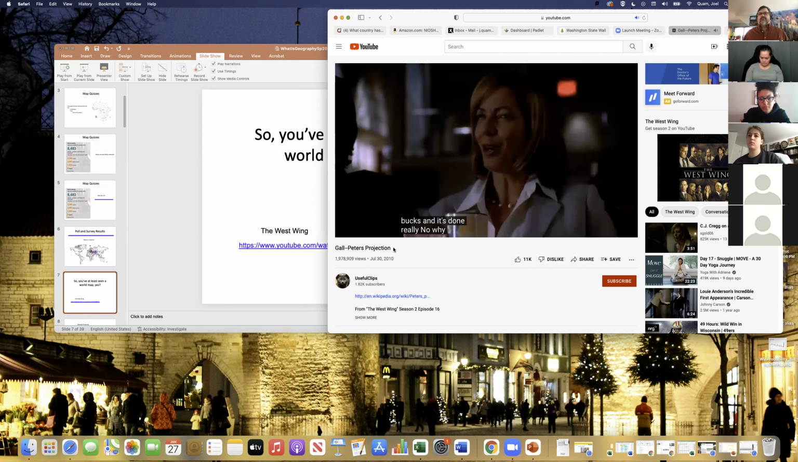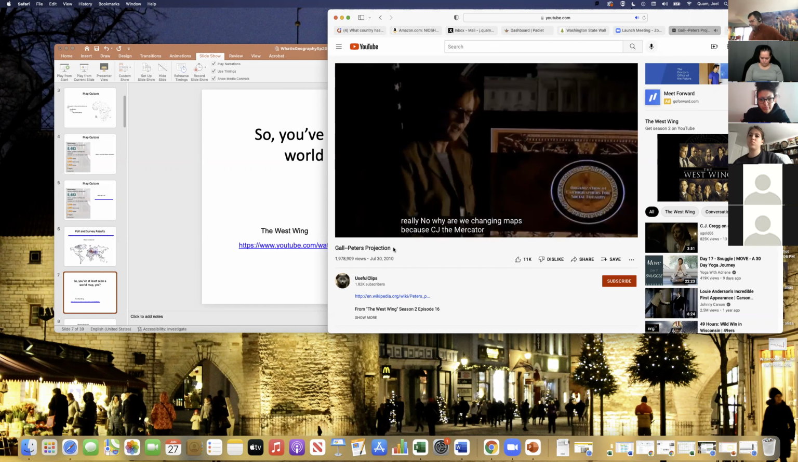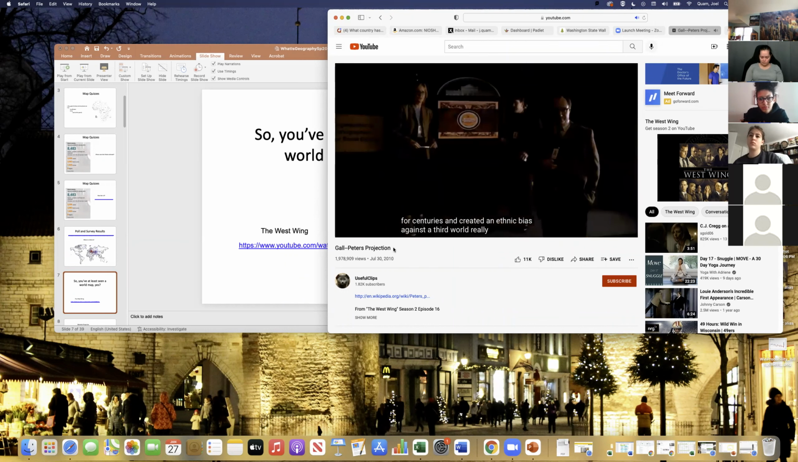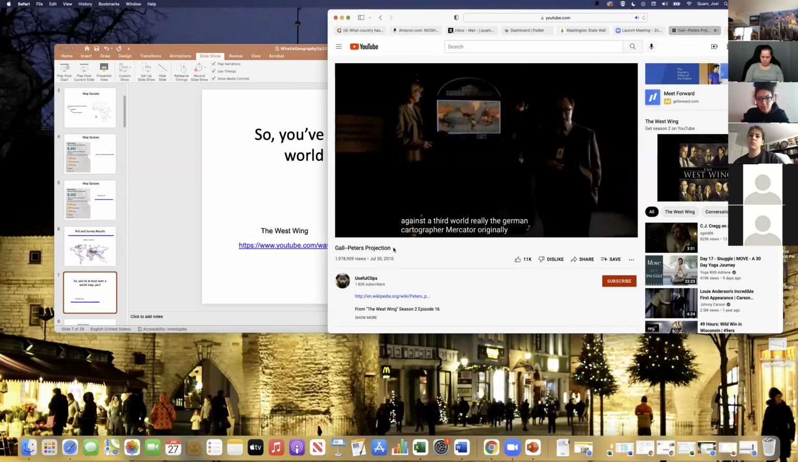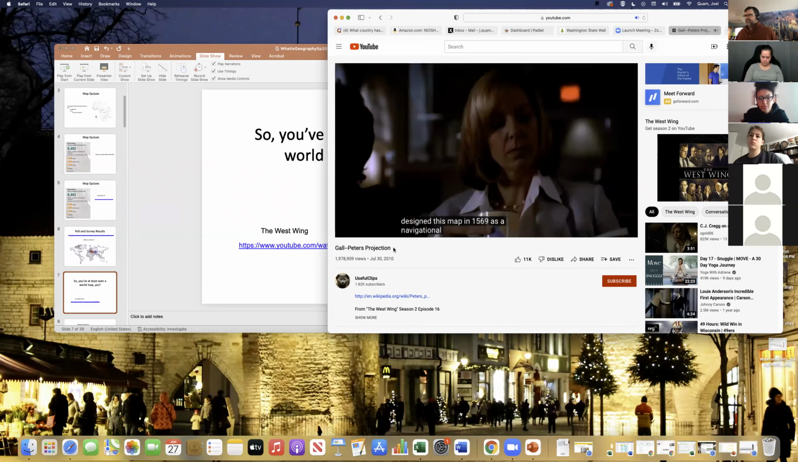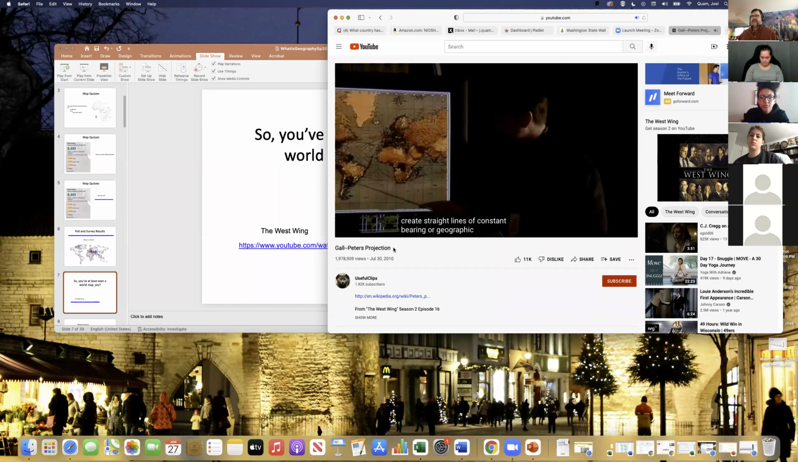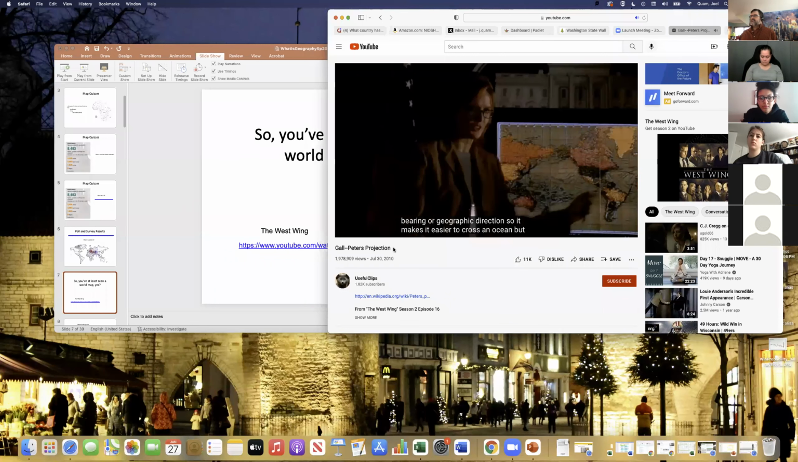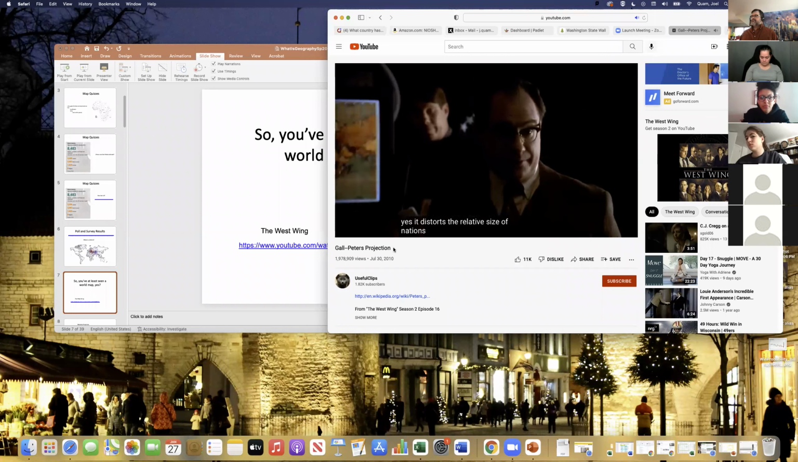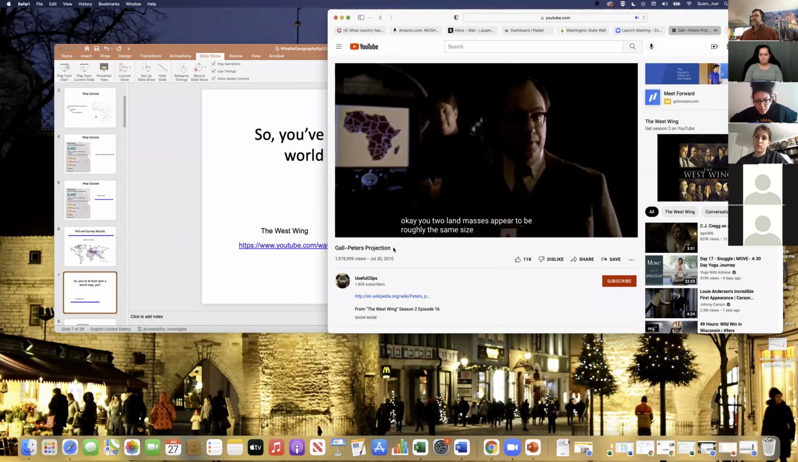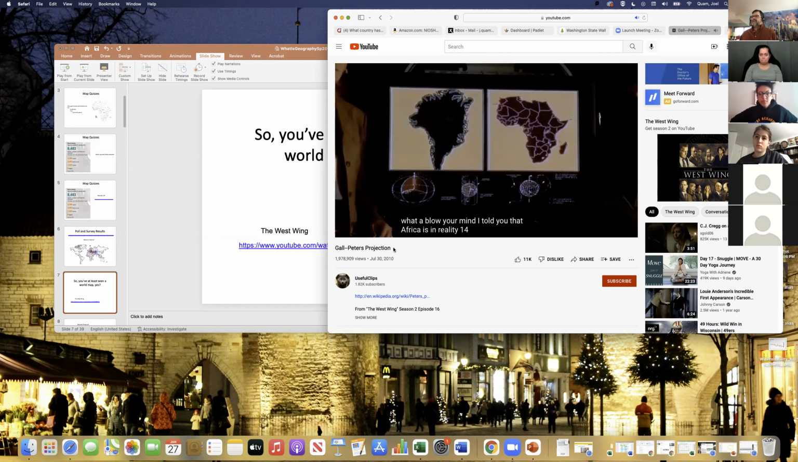Really? No. Why are we changing maps? Because, CJ, the Mercator projection has fostered European imperialist attitudes for centuries and created an ethnic bias against the Third World. Really? The German cartographer, Mercator, originally designed this map in 1569 as a navigational tool for European sailors. The map enlarges areas at the poles to create straight lines of constant bearing or geographic direction. So it makes it easier to cross an ocean. But yes, it distorts the relative size of nations and continents. Are you saying the map is wrong? Oh dear, yes. Look at Greenland. Okay. Now look at Africa. Okay. The two land masses appear to be roughly the same size. Yes. Would it blow your mind if I told you that Africa is in reality 14 times larger?